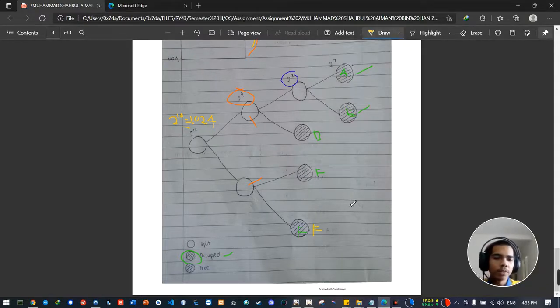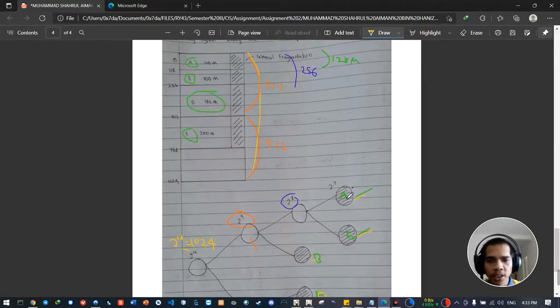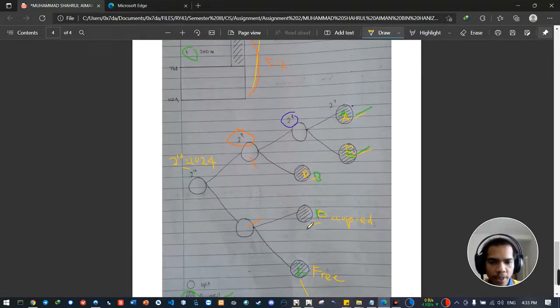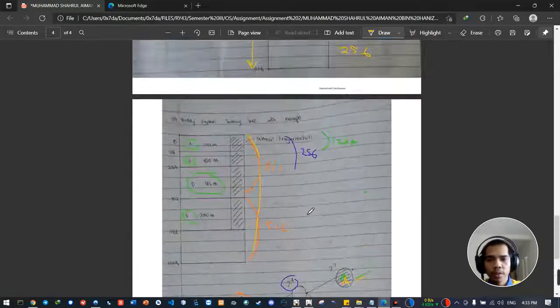So that is how. Shaded here is free, and this is occupied. Occupied, occupied, occupied, and occupied, and this is free. Occupied means there is a process. The processes here are A, E, D, and F. So that is how you create a binary tree for buddy system.